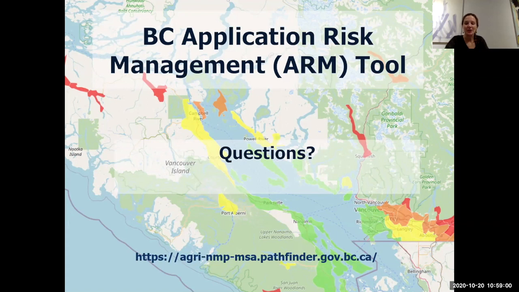And Jeff, for you, I'll start with this question around the promotion of the tool. So the question is, is this tool being promoted to local governments concerned with eutrophication of lakes? And they give a couple of examples of where that's an issue on Vancouver Island.